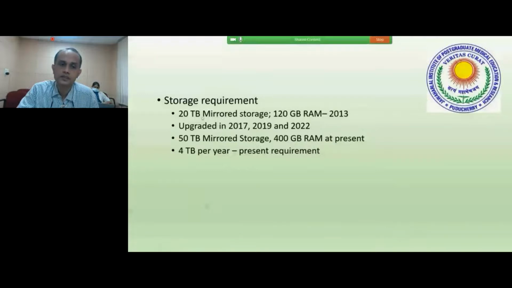Initially, we started with a 20 TB storage that was mirrored storage. That is 20 TB, 2 storages were available, which were mirror images of each other. And we worked with around 120 GB RAM in the entire archive server in 2013. This was upgraded thrice in 2017, 2019, and 2022. At present, we work with 50 TB mirrored storage and around 400 GB RAM. And we generate images at the rate of around 4 terabytes per year. That is the present requirement of storage.